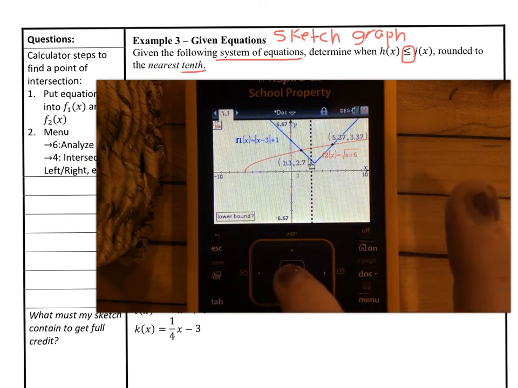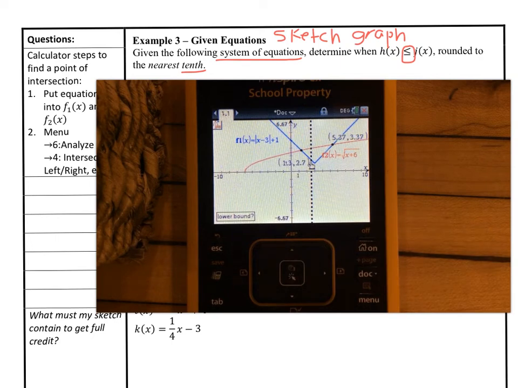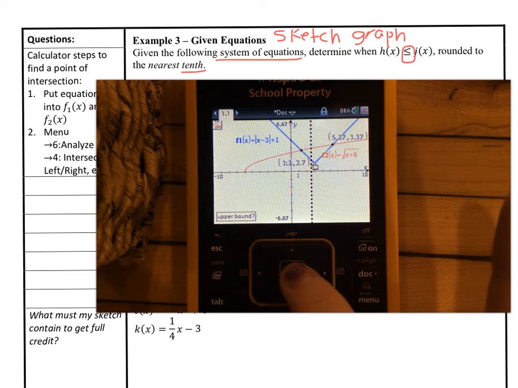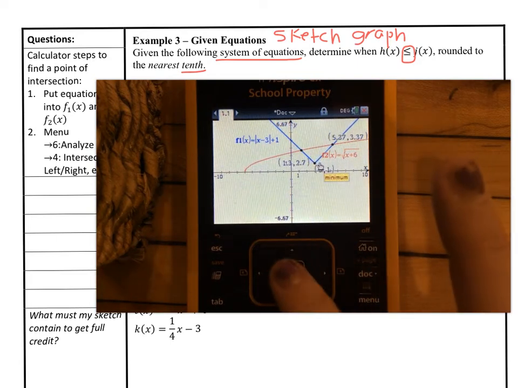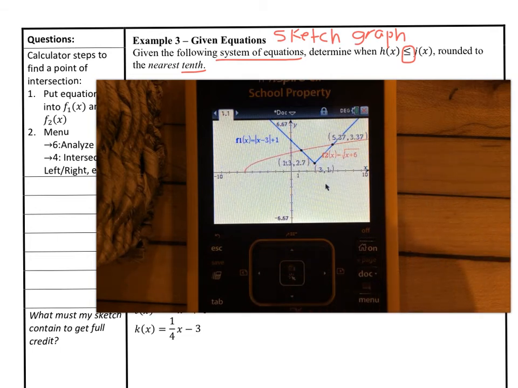And now we have the same idea. We want to hit enter and drag the dotted line to the left of the minima, and then drag it to the right on the other side of the minima, and hit enter again. And then there's your minimum point, 3, 1. Okay, so that's how you find some critical values from a graph, and that should help you out with the rest of the notes.